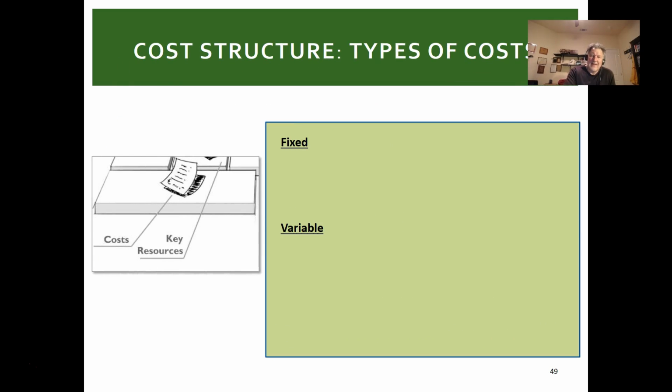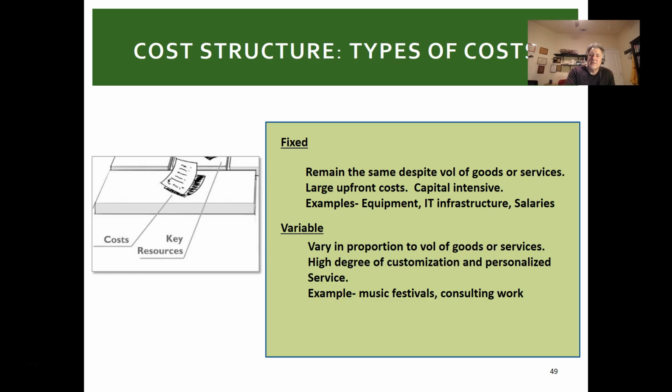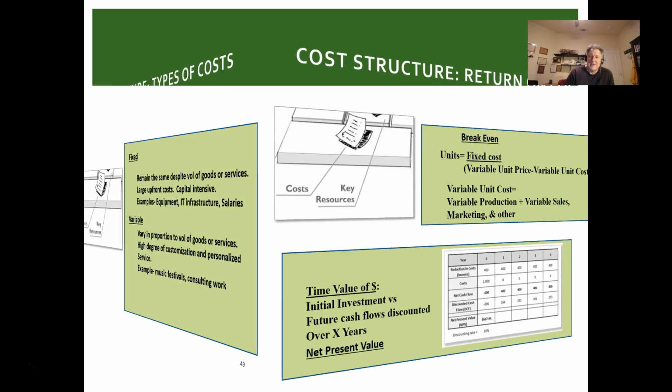I talked about this last week, fixed and variable. So fixed costs are large and capital intensive. They can be salaries, the IT infrastructure, equipment, and they stay static despite the volume of goods and services, whereas variable costs tend to vary in proportion to the volume of goods that are sold. It can be customized and personalized, and here are a few examples, like in the consulting space.